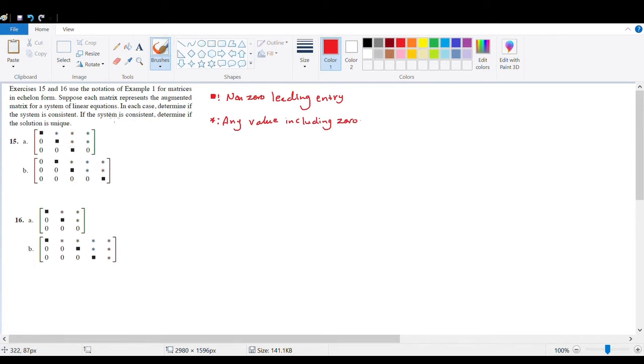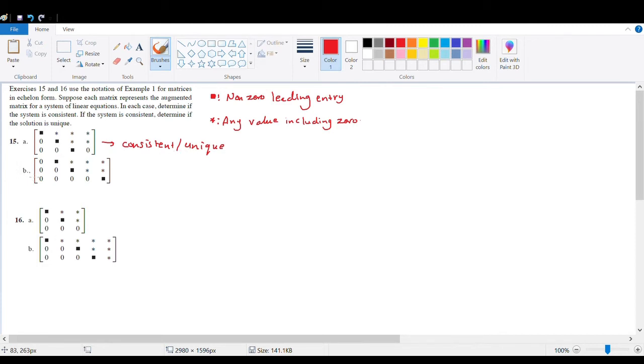The question asks us if it is consistent. Yes, because we have a pivot position in every column, so we can say that our system is consistent and it has a unique solution because we have 3 basic variables. There is no free variable. So for A, we can say it is consistent and has a unique solution. We say it is consistent if there is no form which is the form 00b. We say unique if there is no free variable.